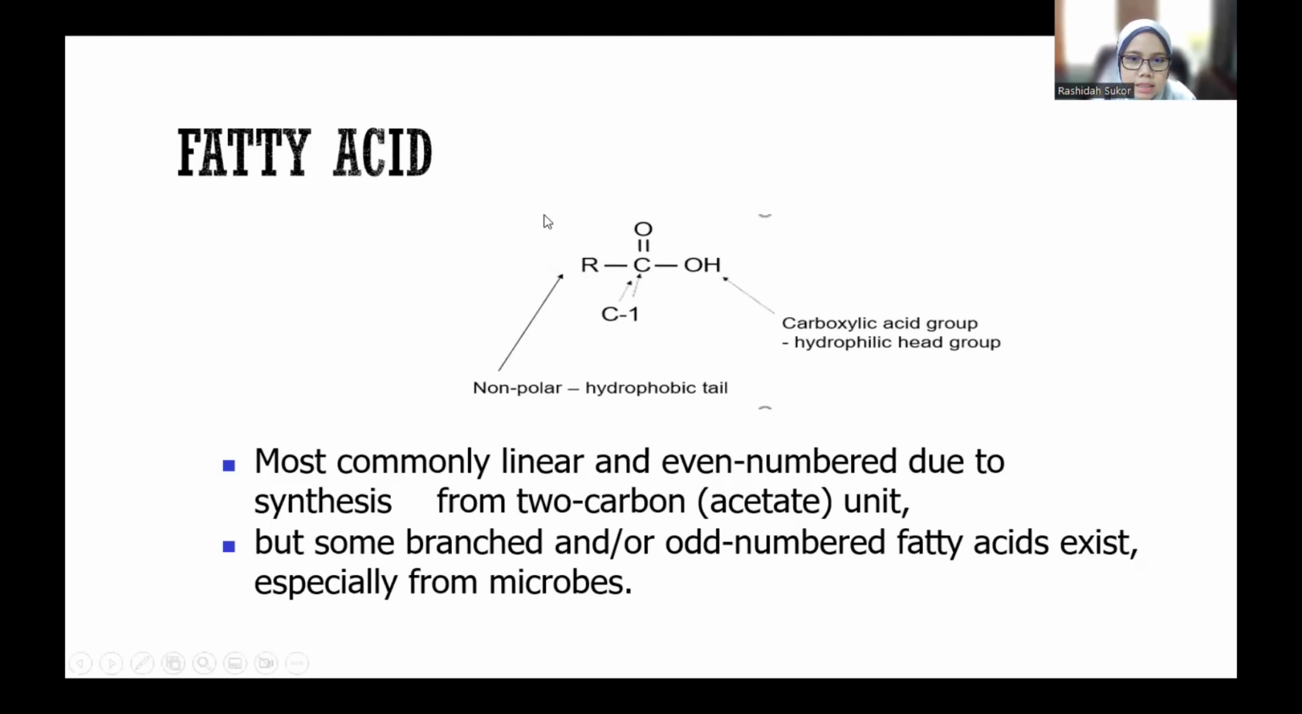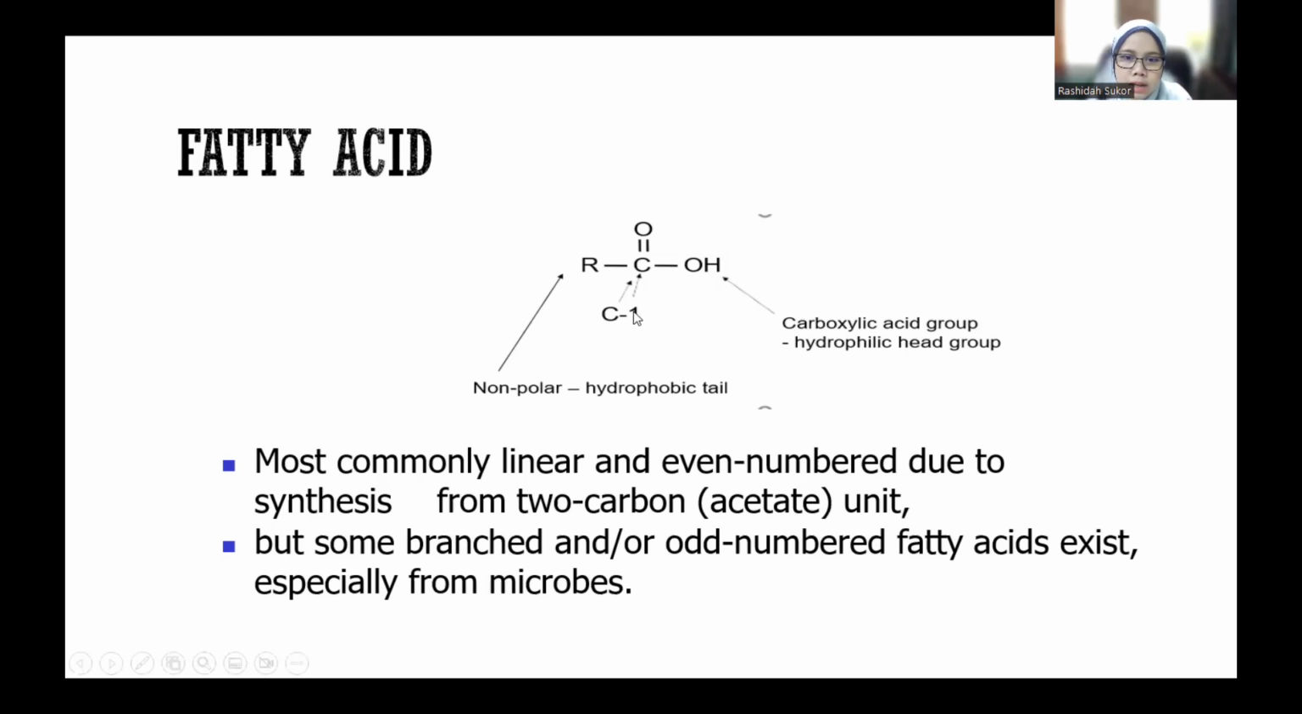Okay, fatty acids. So the way you write fatty acids is COOH, C double bond O, H. So this is the carboxylic group, COOH, the one that we write. The C has a double bond with O, and then the hydroxyl group. So this hydroxyl or carboxylic acid group is the hydrophilic head group. Whenever you see a compound with an OH, normally it is more hydrophilic.